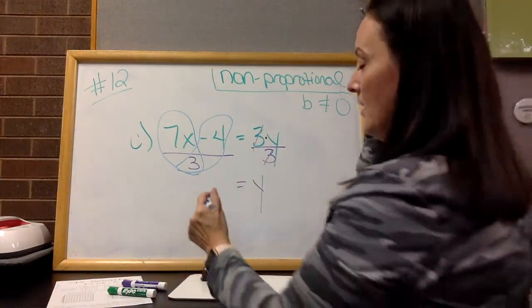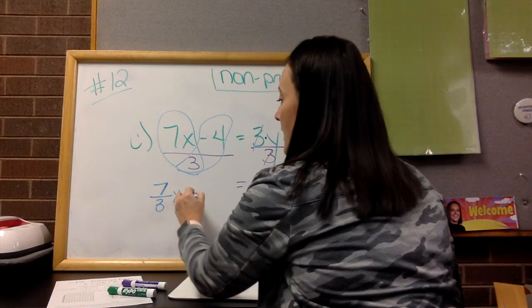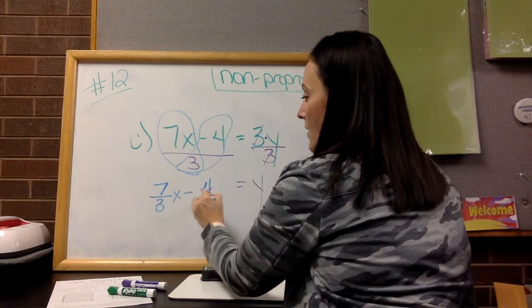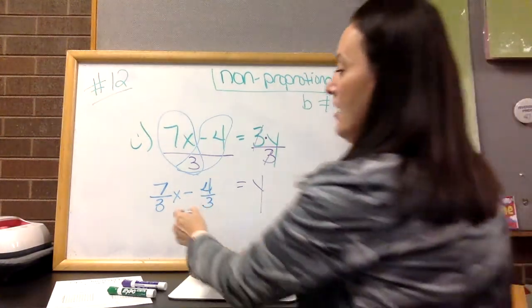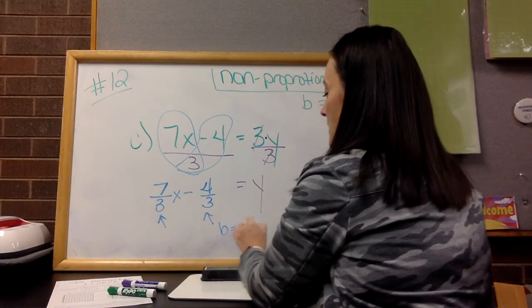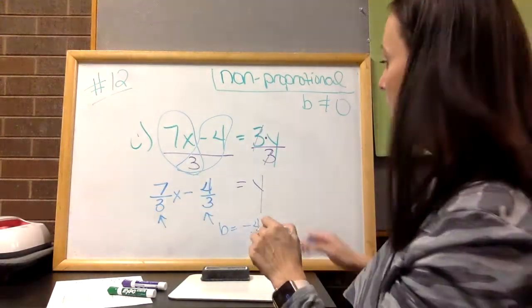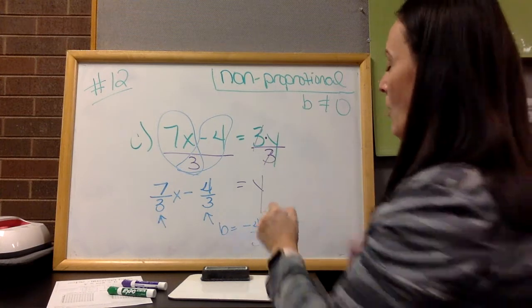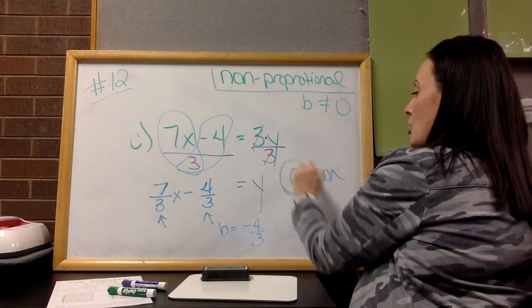divide it by 3. So I have 7 divided by 3x minus, negative divided by positive is a negative, 4 divided by 3. You guys don't have to do anything more simplified than that. You can identify a slope, you can identify b, and in this case, b equals negative 4 over 3, or minus 4 over 3. Since I have a b, it does not equal 0, c is non-proportional. So my answer should have been C.